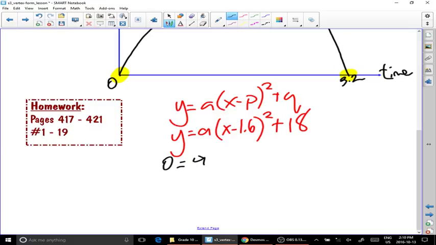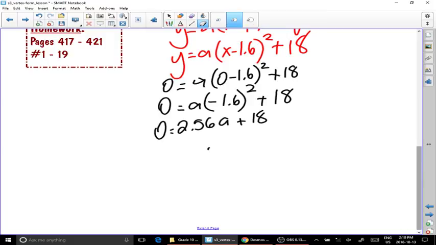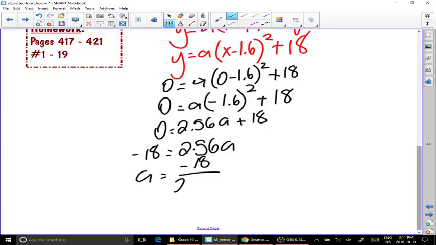0 equals a bracket 0 minus 1.6 squared plus 18. Zero minus 1.6 is negative 1.6. Then I'm squaring it. When I square 1.6, I get 2.56, and that's times a. If I want to solve for a, I need to bring the 18 over to the left side. And when I bring anything over to the other side, the sign changes. If I want to know what a is, I need to divide negative 18 by 2.56.